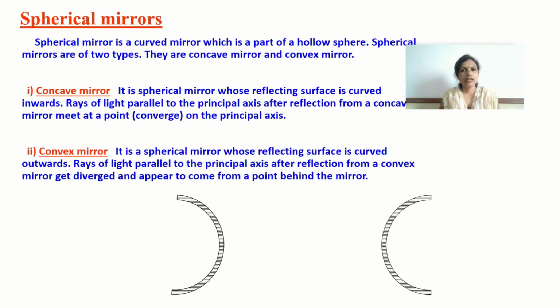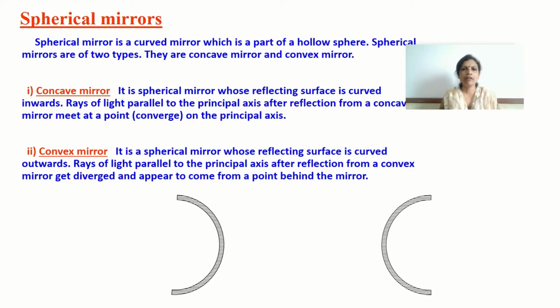If you remember, in this chapter, we studied about spherical mirrors. So, spherical mirrors are of two types. Concave spherical mirror and convex spherical mirror. So concave spherical mirror is the one wherein the reflecting surface is curved inward. Please have a look at the figure which is flashing below this slide.